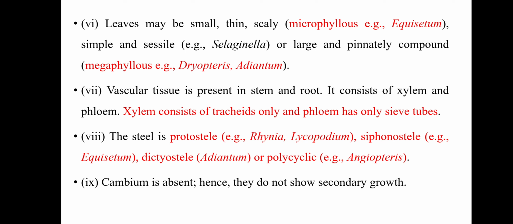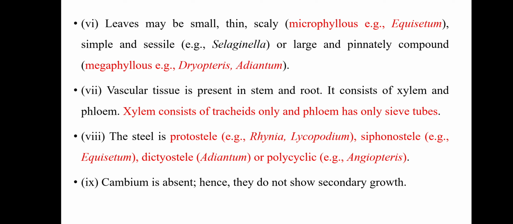Leaves may be small, thin and scaly, which is known as microphyllous, present in Equisetum, and they may be large and pinnately compound. They are known as megaphyllous. So pteridophyta have both types of leaf, one is microphyllous, one is megaphyllous. Microphyllous leaves are present in Equisetum, and megaphyllous, that means large leaves, are present in Dryopteris and Adiantum.